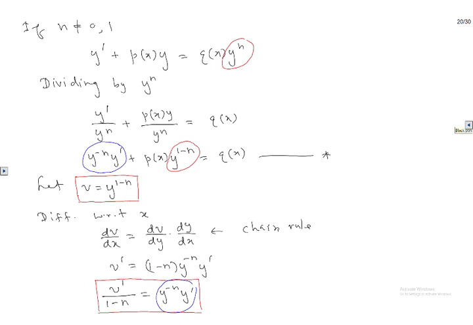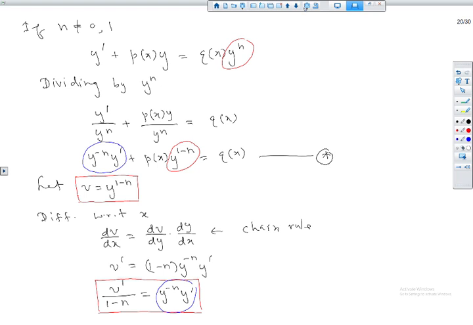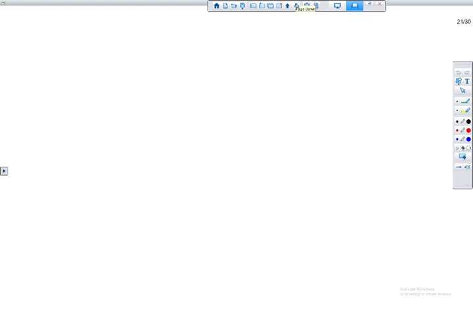So this equation becomes now, so then the equation star becomes, we can substitute the first term, so it's v prime over 1 minus n plus px, and we know that y to the 1 minus n is v, equal to qx on the other side. Okay, now you can see that this is simply a first order linear equation, so we can use the integrating factor method to solve this.